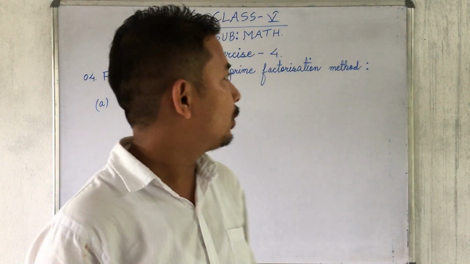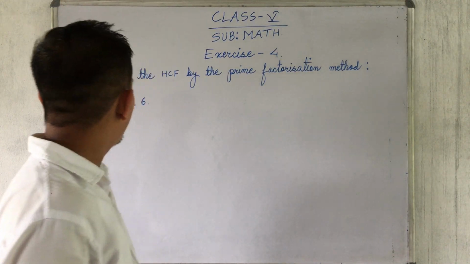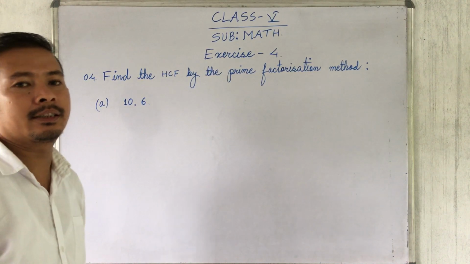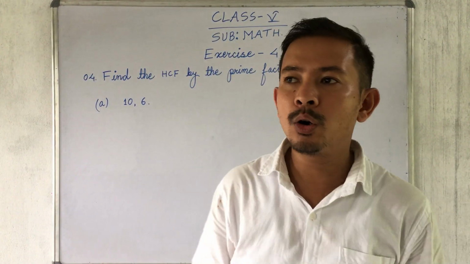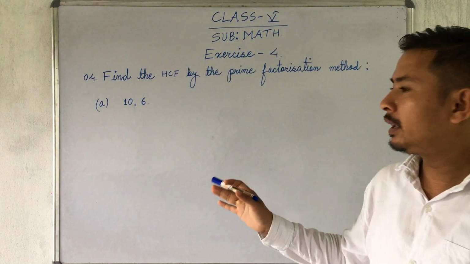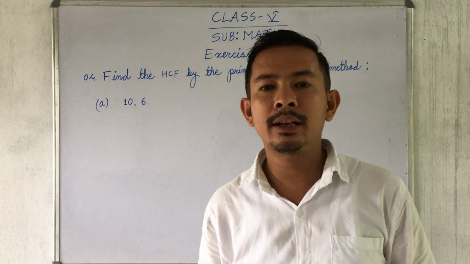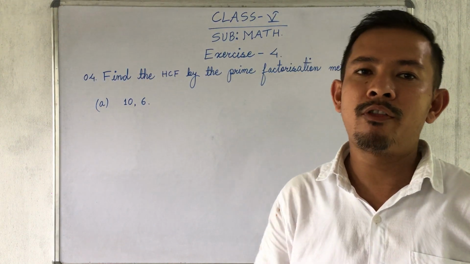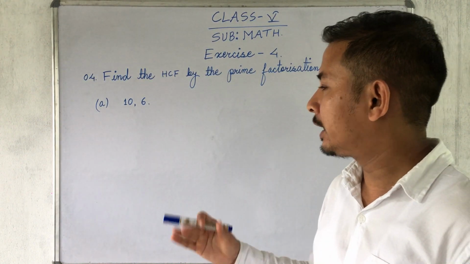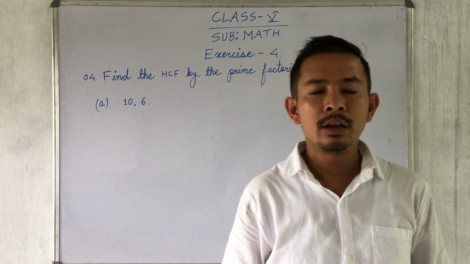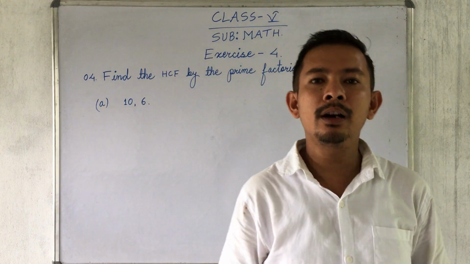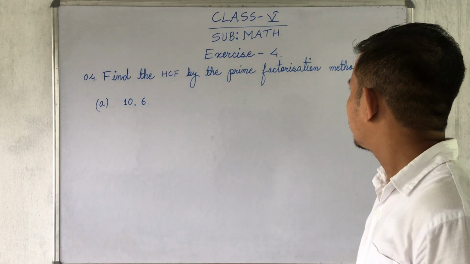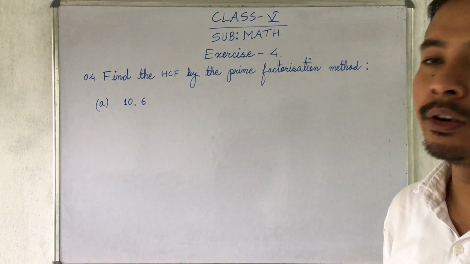Understood? So for that, first of all we have to find out the factors of 10 and then 6. Whatever factors we find, from those two we have to take the particular number which is common in both, and after taking that number as common, whatever we get will be the answer. Understood? So this is the prime factorization method. So how will we do it? Look here.